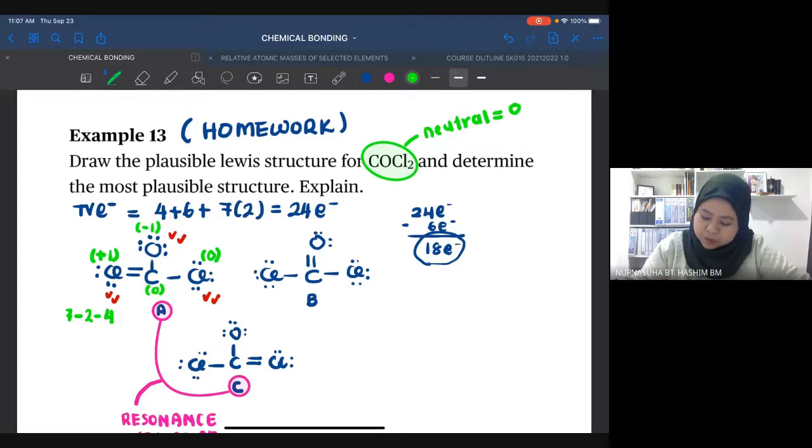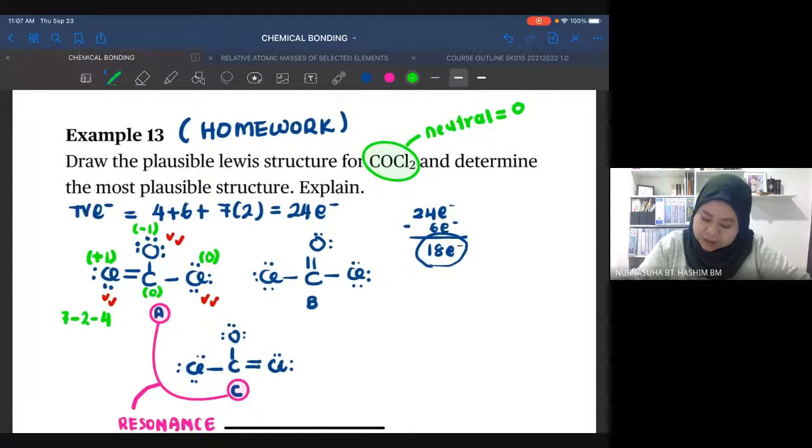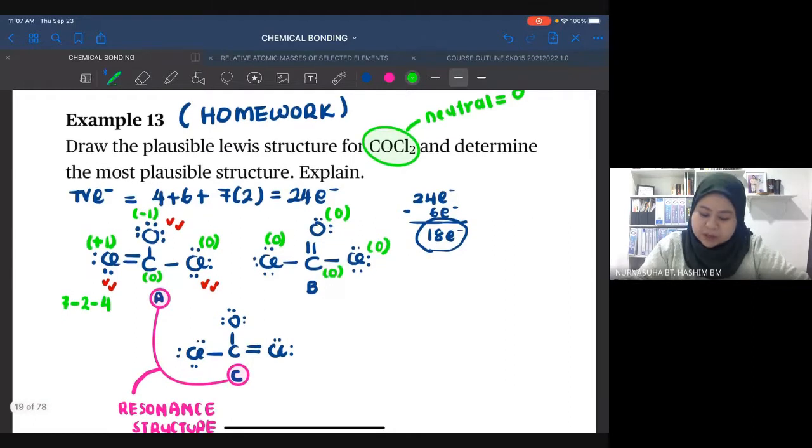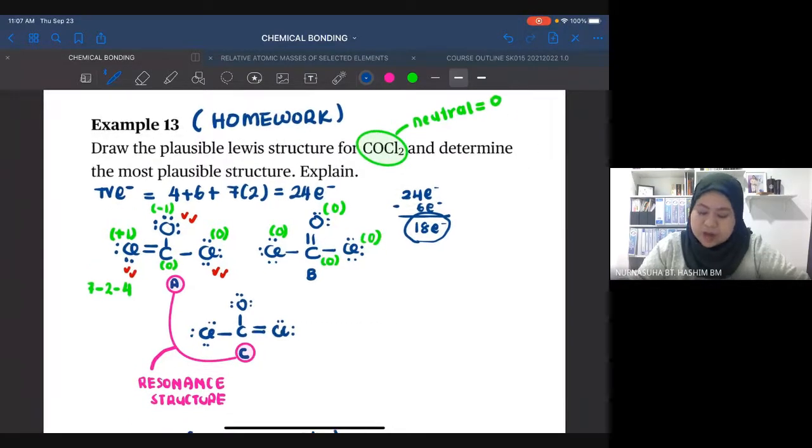Okay, move on to structure B tadi. This one you should get 0. This one 0. This one 0. And this one you should get 0. Okay, do on your own nanti. Calculation tu buat sendiri. If still got problem, cara nak cari formal charge tu, okay, let me know. So done.